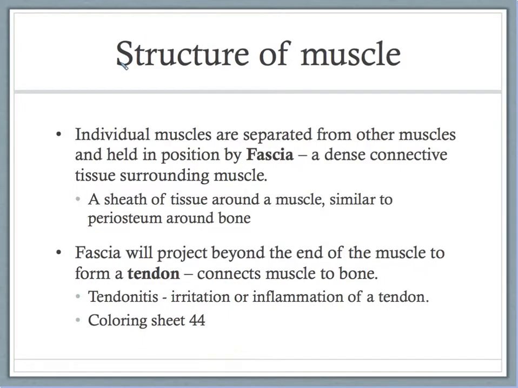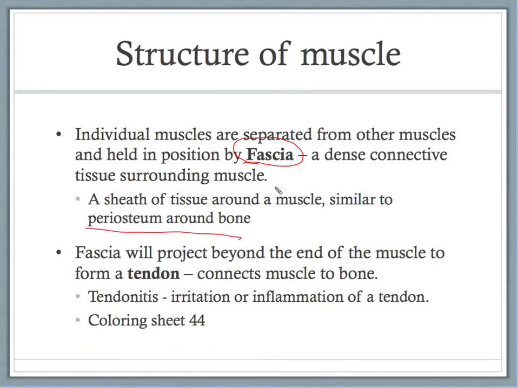So for starters, you have the structure of a muscle. Individual muscles are separated from others by this thing called fascia. Fascia is a dense connective tissue that surrounds a muscle cell, or surrounds a muscle. And this is how we get different muscle groups. They're separated by fascia. This is the sheath of tissue surrounding a muscle, similar to the periosteum surrounding bone. Very similar.